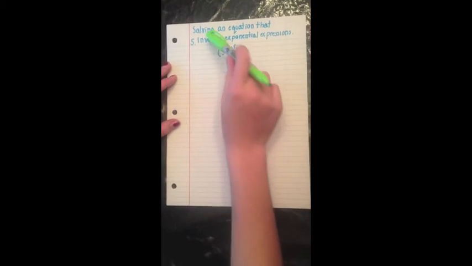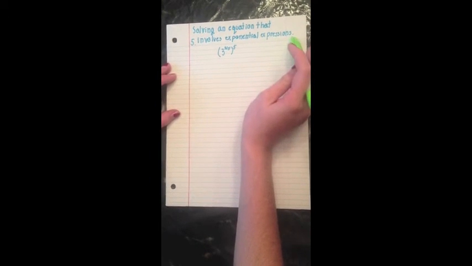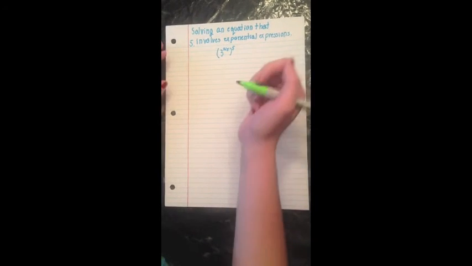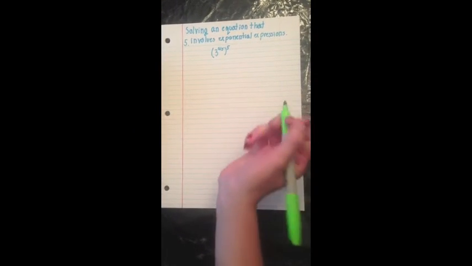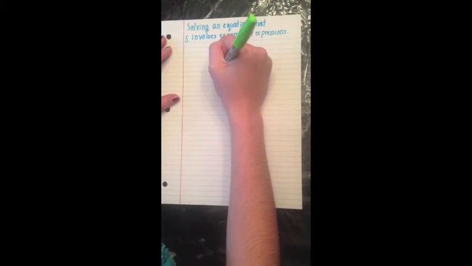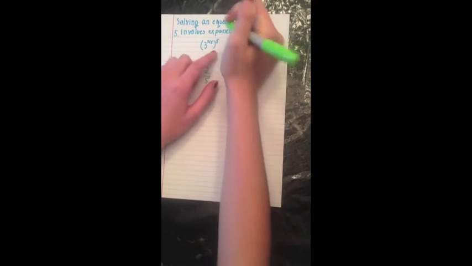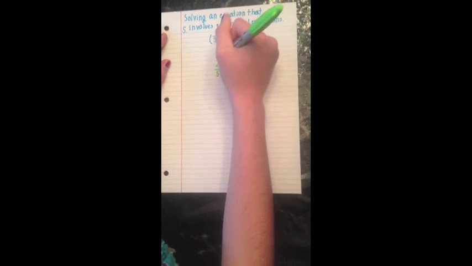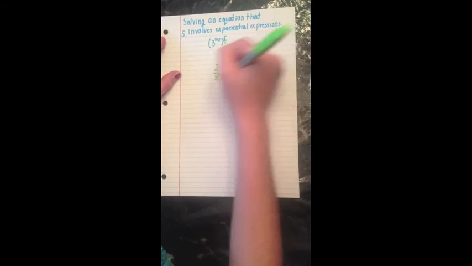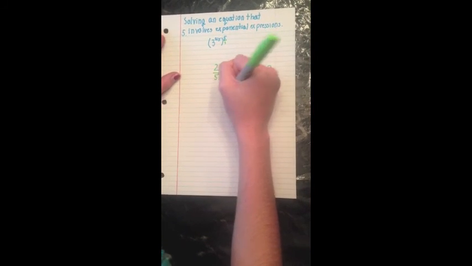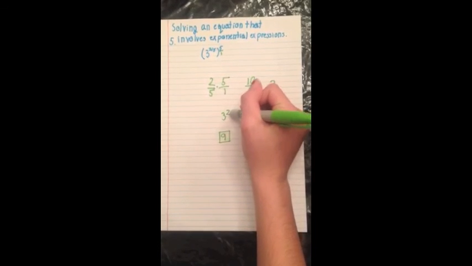Last one. Solving an equation that involves exponential expressions. So, 3 to the 2/5 quantity to the 5th. Alright, so the first thing we want to do, it's a power raised to the power, so we would multiply it. Okay, but you have to remember that's really 5/1. Make sure you don't do 5/5, because it wouldn't be the same thing. Okay, so 2 times 5 is 10. 5 times 1 is 5. That simplifies to 2, and that's still the exponent, so it's 3 squared, which simplifies to 9.